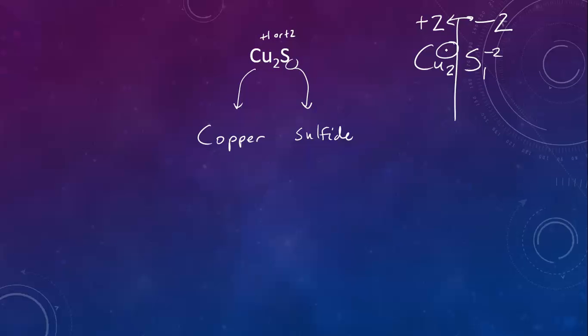Now, here is the question. What must be the charge on copper if 2 coppers times that number gives you positive 2? Well, obviously it's positive 1. 2 times what is positive 2? 2 times plus 1 is positive 2. So it is copper 1 sulfide.